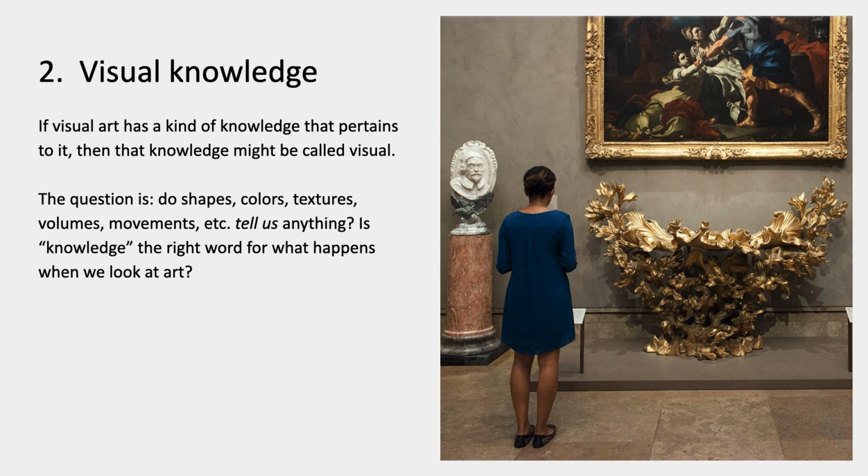If there are different kinds of knowledge and visual art has the capacity to produce knowledge in some way, then maybe it's just best to call it visual knowledge. So if there's a kind of knowledge that pertains just to the visual, then it probably should just be called visual knowledge. But then the question is, what could that possibly mean? When you look at a painting or a sculpture, is it the color or the texture or the materiality or the volume, the movement? Is that actually giving you knowledge in some way? Is that telling you something?